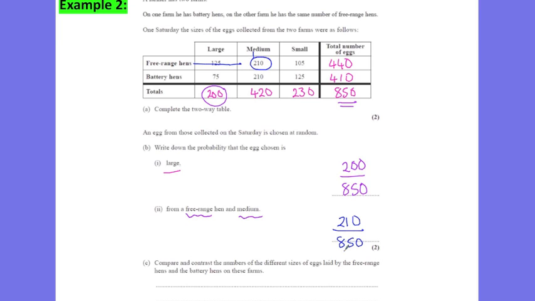We're then asked to compare and contrast the numbers of different sizes of eggs laid by the free-range hens and the battery hens on these farms. 2 marks are available for this question. We must make 2 comments. So, having a look here, let's look at the large eggs. Free-range hens lay more large eggs. So, free-range lay more large eggs.